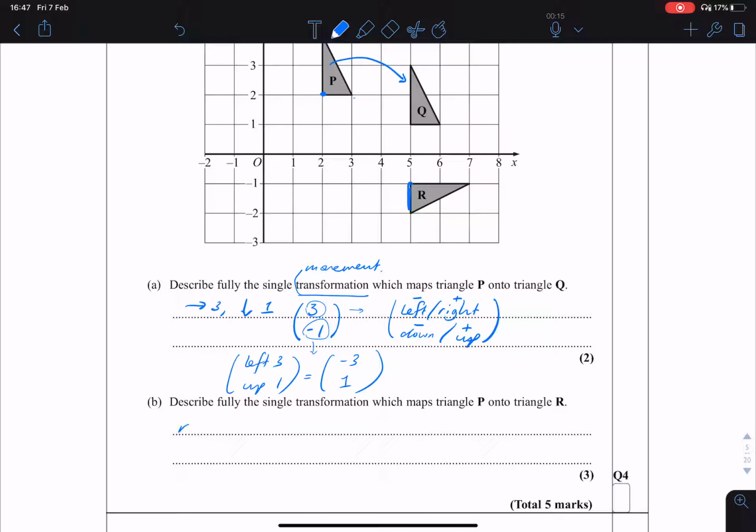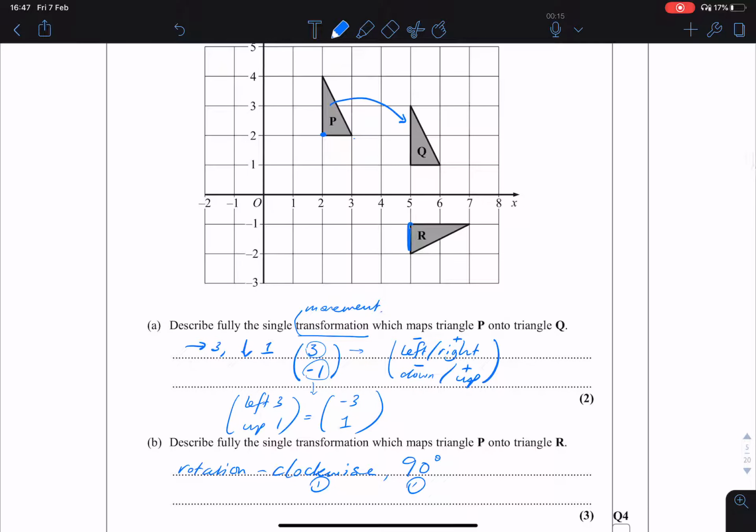Now, I can get some marks anyway. First, I can say rotation. I know it's clockwise. That's one mark to say clockwise. And I know it's 90 degrees. That's another mark. So you've got one mark for that, one mark for that. And then the other mark is to say where it's rotated from. Let me just think where it has rotated from.